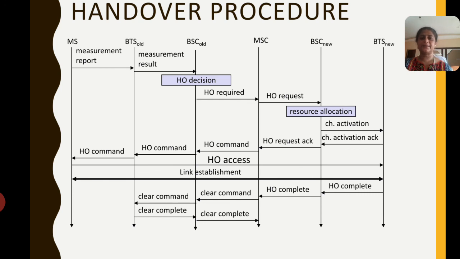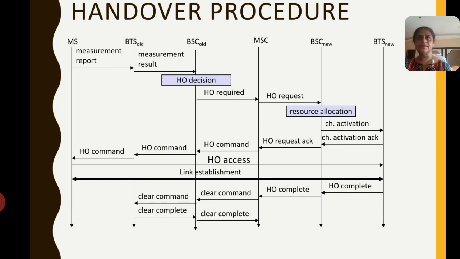Once the handover gets completed, an acknowledgement is sent from the new BTS to the new BSC, which in turn is transferred to the MSC, and once the MSC comes to know that the handover procedure is over, it will give a clear command to the old BSC to release the carrier frequency, which was previously occupied by the mobile station in that particular cell. So now that particular frequency can be used by any other mobile station which comes into that cell. So this is how a handover procedure takes place.